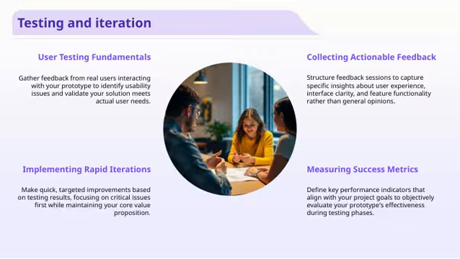Then, implementing rapid iterations is key. After each round of testing, we should make quick, targeted improvements, especially focusing on the most critical issues first. Of course, we want to preserve the core value of our product while fixing what's broken. Finally, measuring success involves defining clear metrics that align with our project goals. By tracking these key performance indicators, we can objectively determine how effective our prototype is during each testing phase. All of these steps, testing, feedback, quick iterations, and measuring success, are interconnected and essential for creating a product that truly resonates with users and meets their needs.